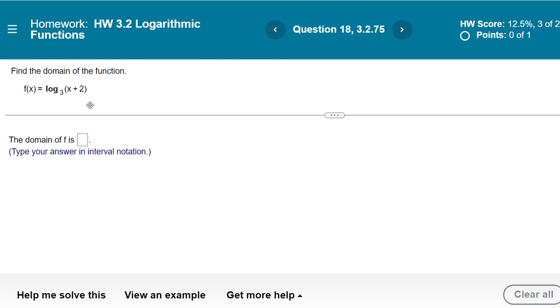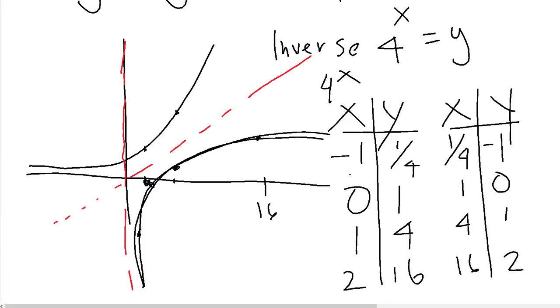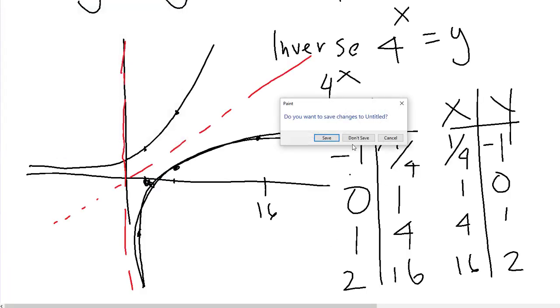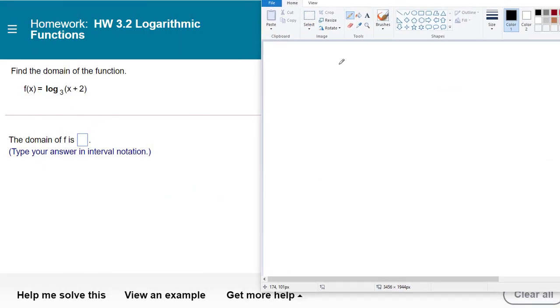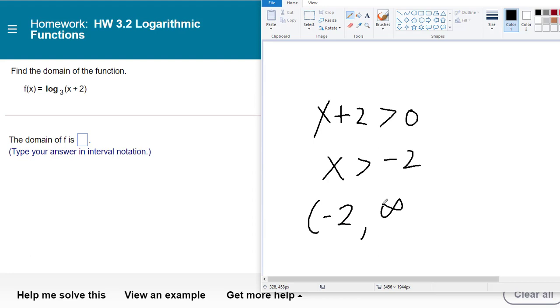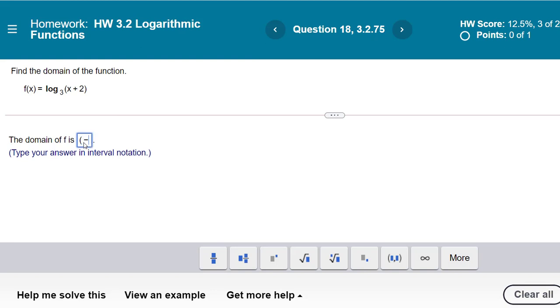The domain of a logarithmic function has to be greater than 0. So what you would do is you would say whatever the argument of the log is, x plus 2 has to be greater than 0, so x has to be greater than negative 2, that's negative 2 to infinity. If you think about it, this is shifted to the left 2, right? So negative 2 to infinity.